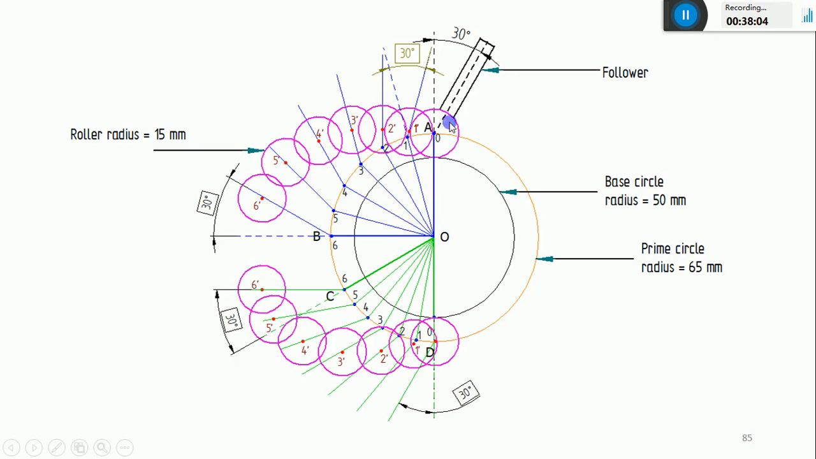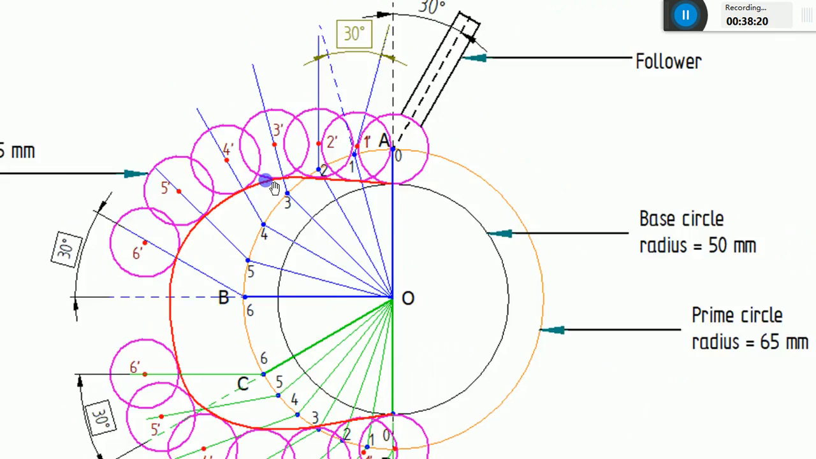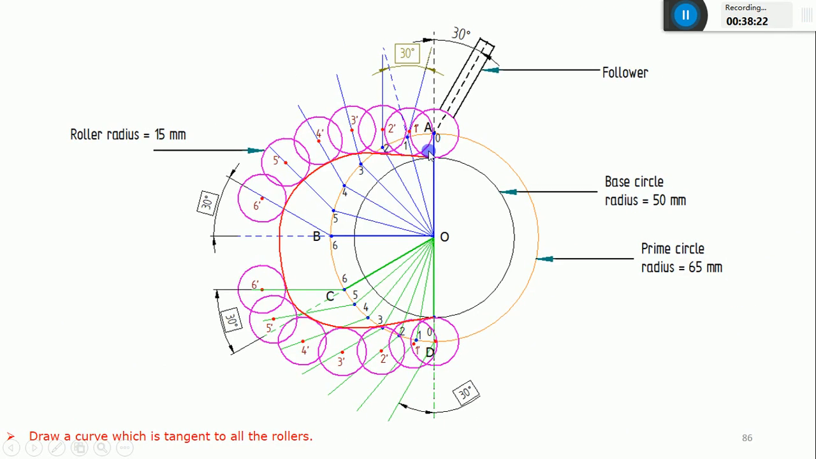Now starting from the first roller here, just draw the tangent. Just draw the curve to be tangent to all these rollers. You can see the red color curve, which is tangent to the first roller, second, third, 4, 5, 6, and 6, 5, 4, 3, 2, 1. Just a tangent, and just complete this base circle. You have started from here like this, and you have to end again at the initial point. I have not shown that here, just complete this cam profile.